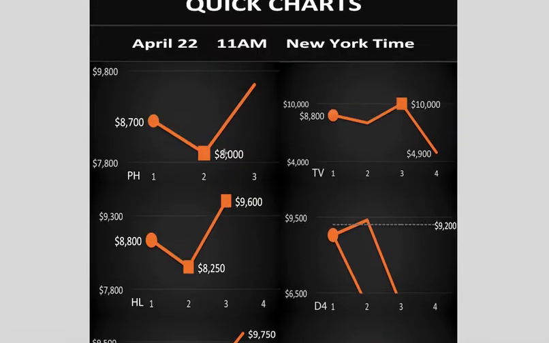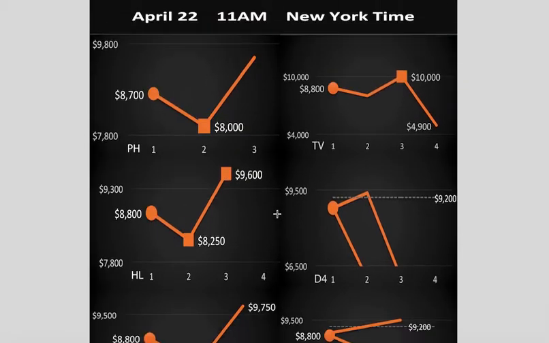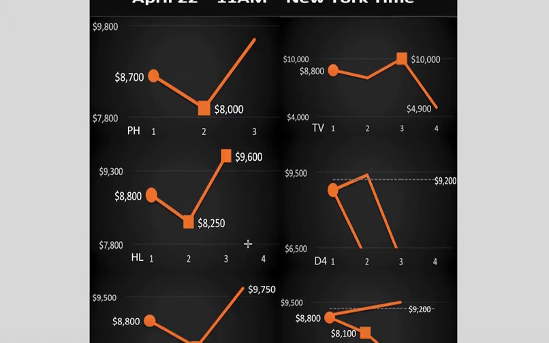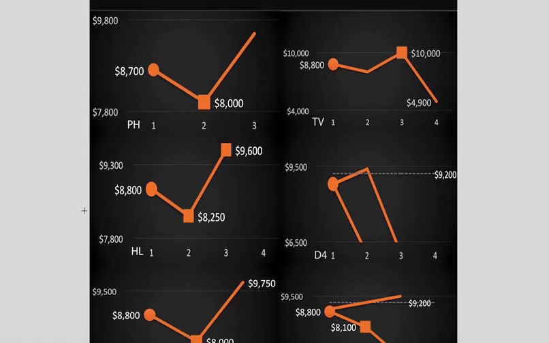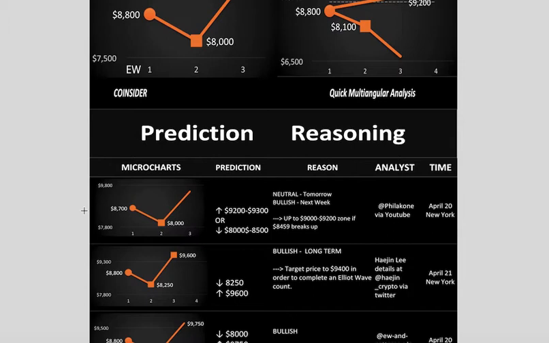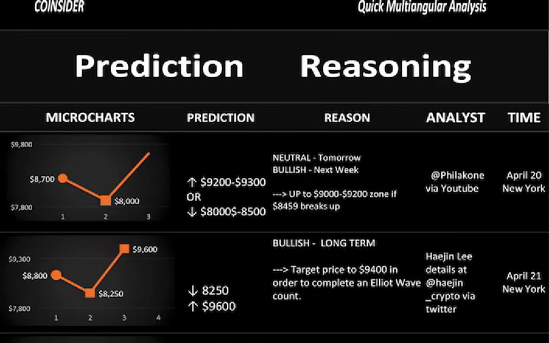So I just wanted you to look out for key prices so you understand the basic direction of what the market is doing. And again, these are Elliott wave technicians, most of them, not everybody. Alright, let's go to the next section. We have prediction and reasoning. Let's blow up the chart.